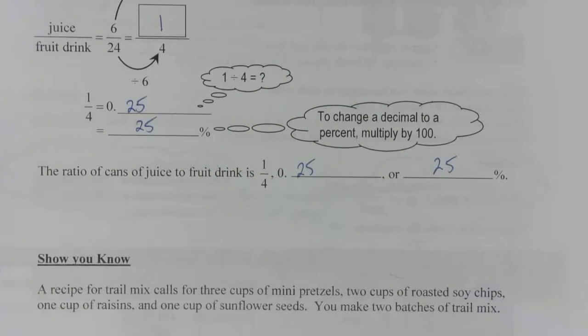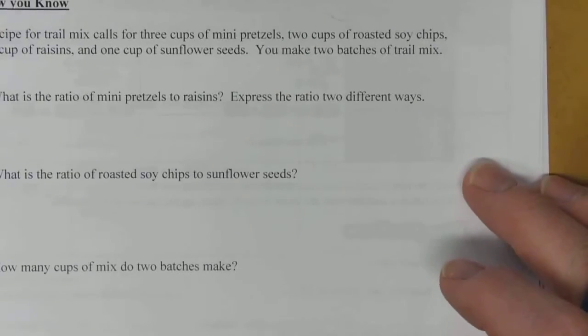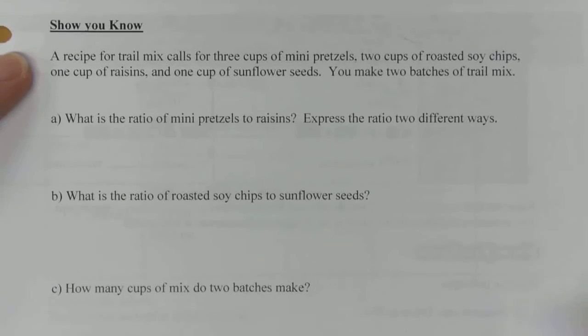So that's how you can include decimals and percents into your ratios. If you've got a 2-part ratio, you can write it as a fraction, which can then be converted to a decimal or a percent as well. All right, we've got another Show You Know section here. Please go ahead and give it a try.